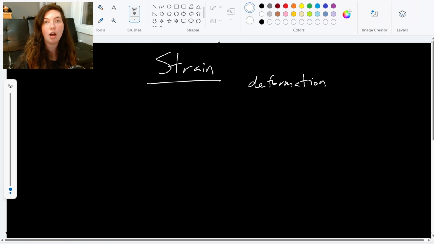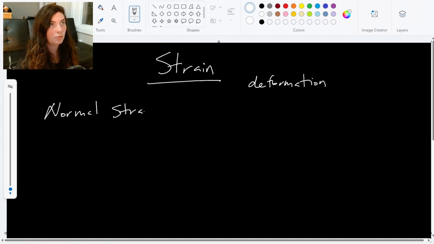And each of those cause these strains. Stress is what causes a strain, and applied stress gives us a strain. So we'll go ahead and look at normal strain first. Just like we had normal stress, we have normal strain.